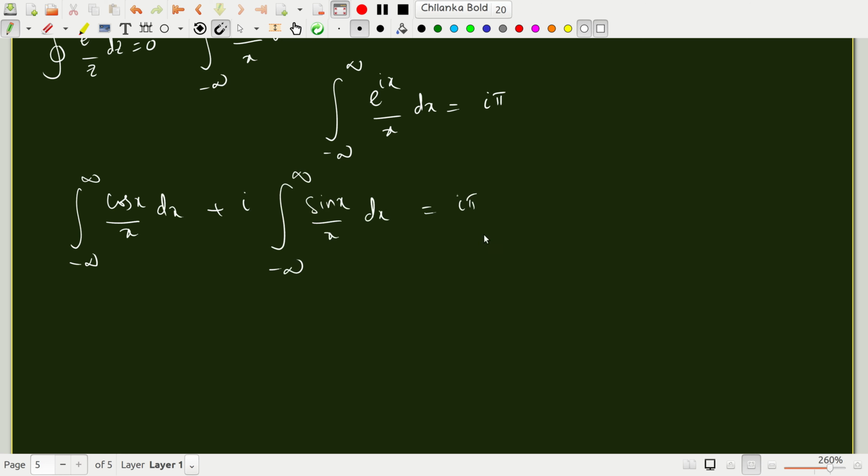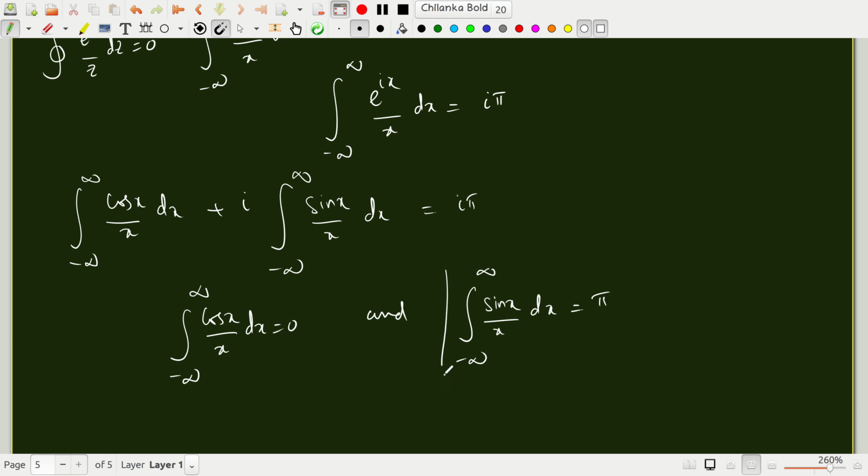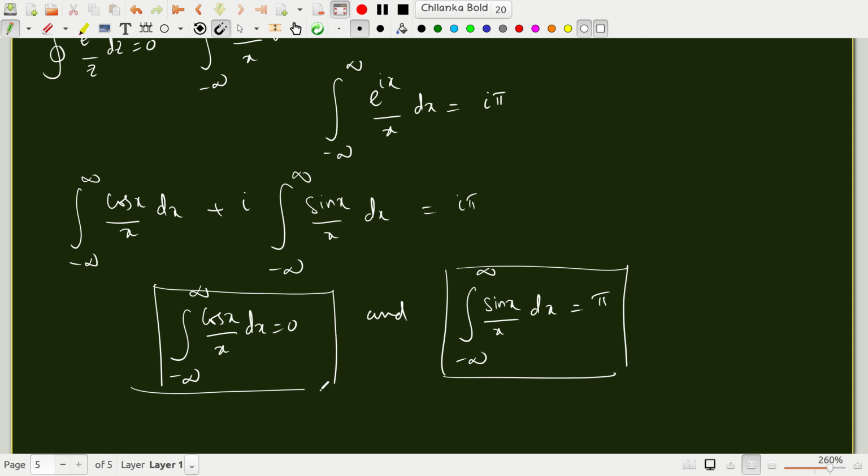The real part has to be 0 because the right side is purely imaginary. So I can conclude that the integral of cos x by x dx is 0, and equating the imaginary parts, I get the integral of sin x by x dx is equal to pi. This is a very neat way of doing this rather complicated integral.